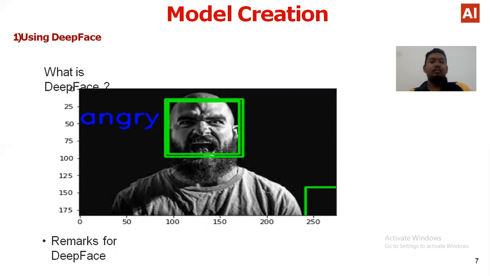After that, what is model creation? We created our model using three methods. First, we use DeepFace. DeepFace is a facial recognition system by Facebook for tagging images. It performs in 4 stages: first detect, align, represent and classify which expression is being given by the student.